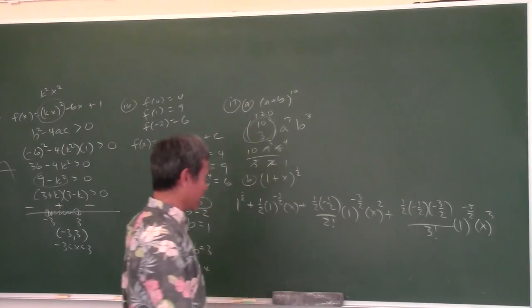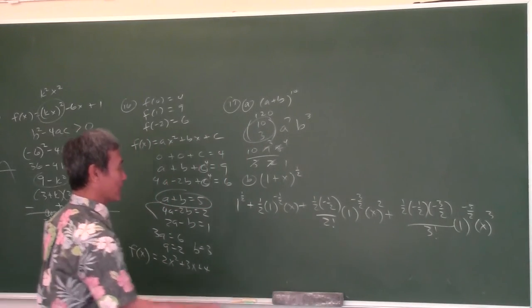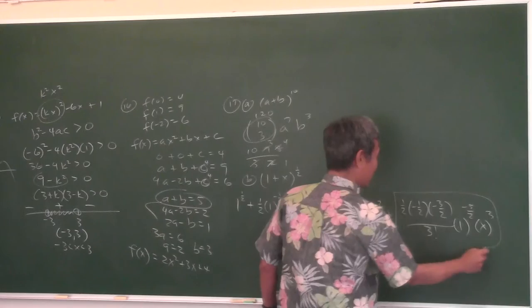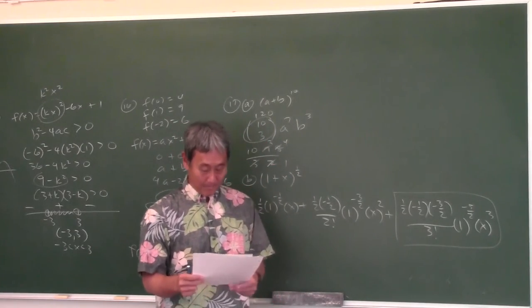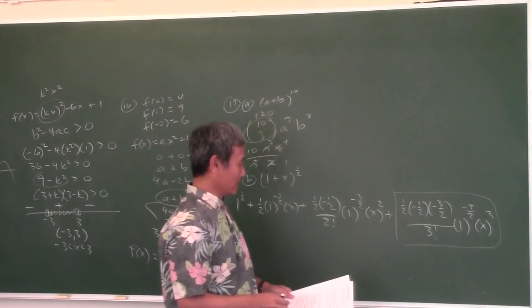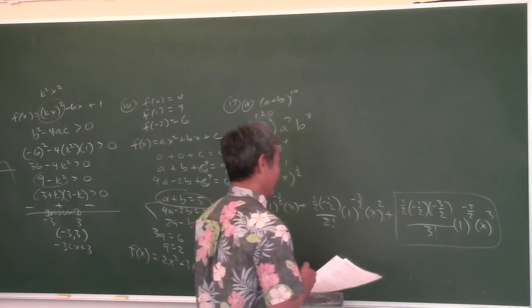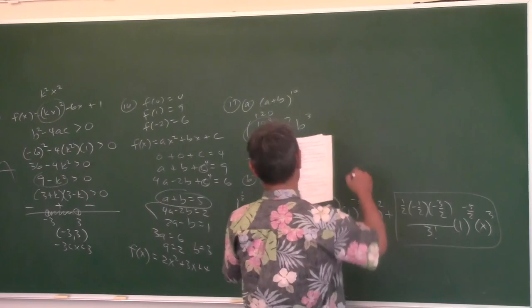That's the binomial theorem. So this is the fourth term right here. All you have to do is simplify it. And I'm going to let you do that because I think you can multiply and divide numbers, but who knows?